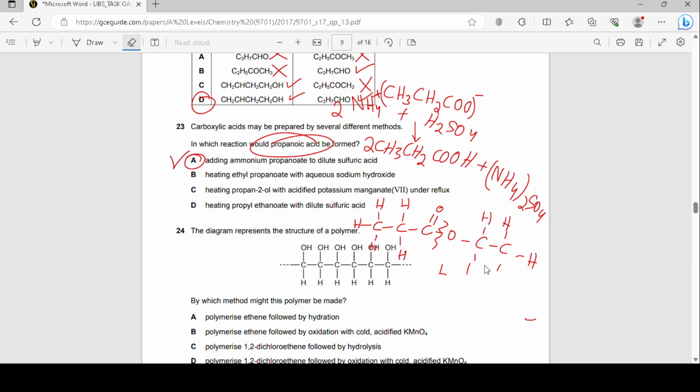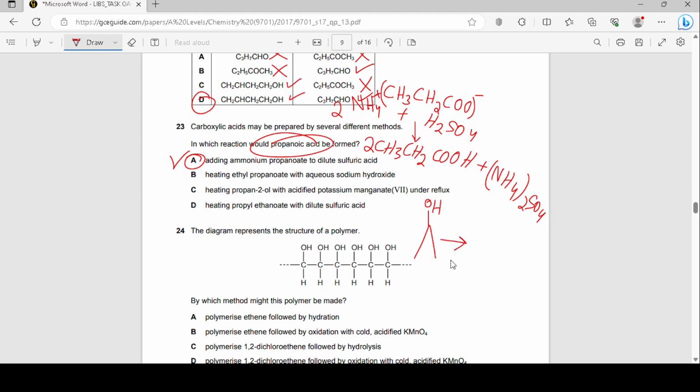Then if you look at C, let me just erase this because I need some space. Let's look at C. Heating propan-2-ol with acidified potassium manganate(VII) under reflux. Okay, I agree that potassium manganate(VII) is an oxidizing agent. But the problem is that you have propan-2-ol, and they're asking about propanoic acid. Obviously, a secondary alcohol is going to be oxidized into a ketone, as you should have learned if you've done organic chemistry. To get a carboxylic acid, which is propanoic acid, you would need propan-1-ol, which, if you oxidize it, becomes propanoic acid. But you have propan-2-ol, which will be oxidized to a ketone. So C will be wrong for that reason.